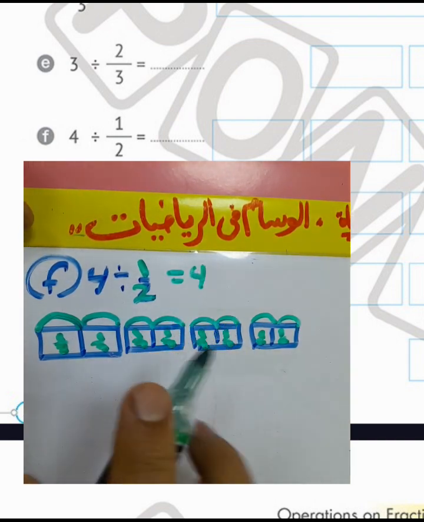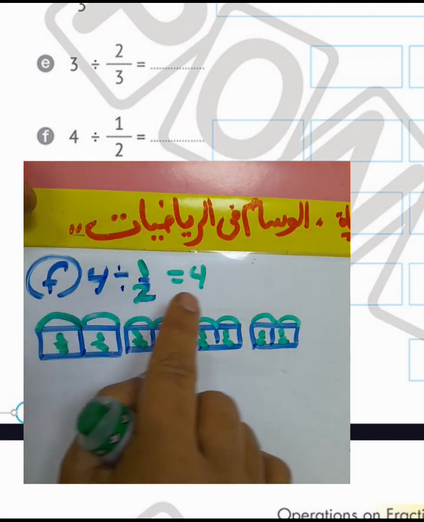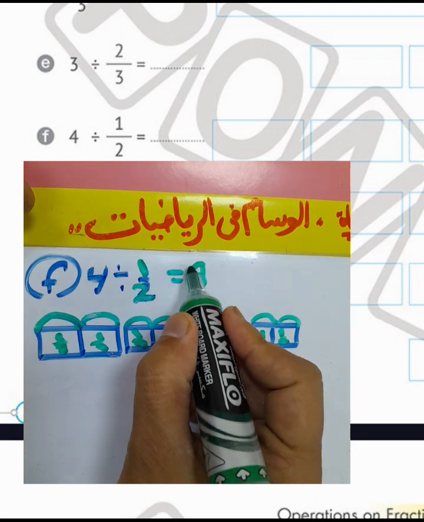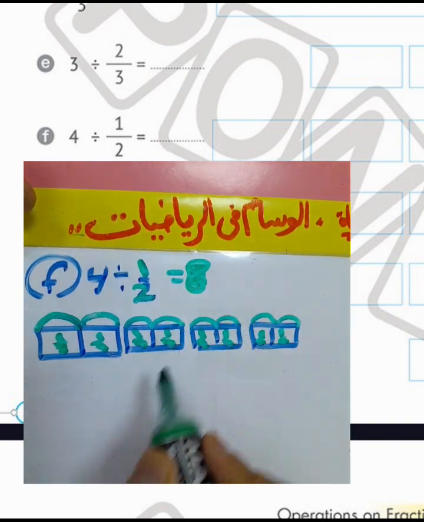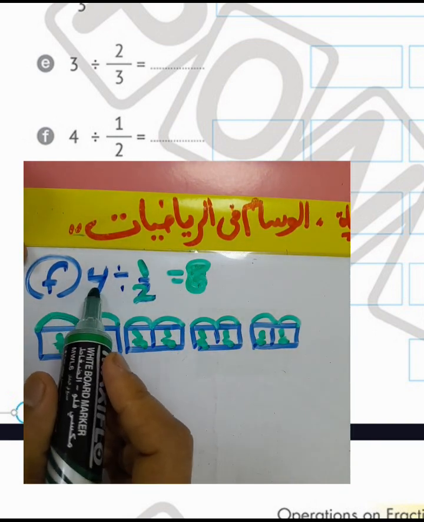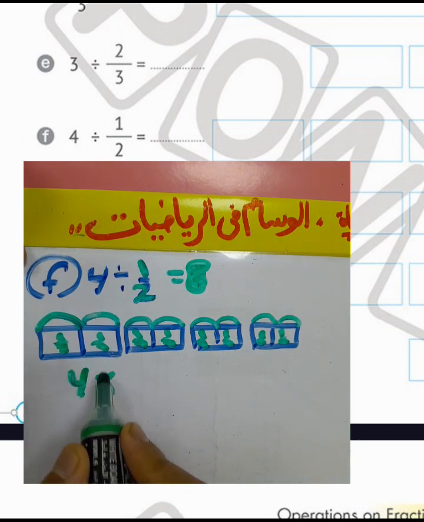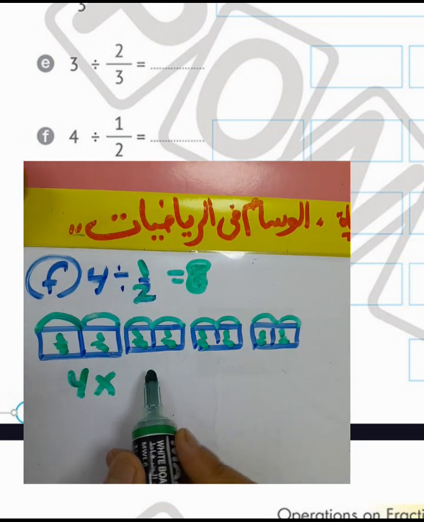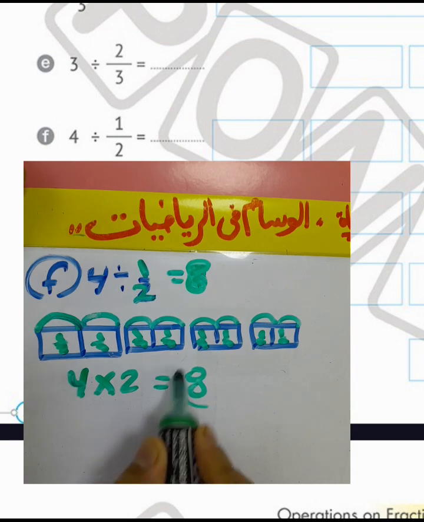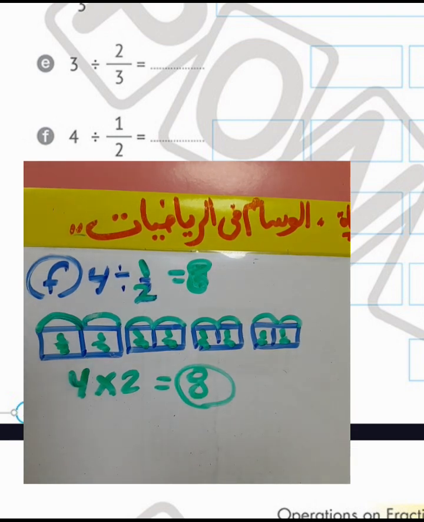Then how many halves in 4? It will be 8. We know 4 times the reciprocal of 1 over 2, which is 2. 4 times 2 equals 8. Then the result here will be 8.